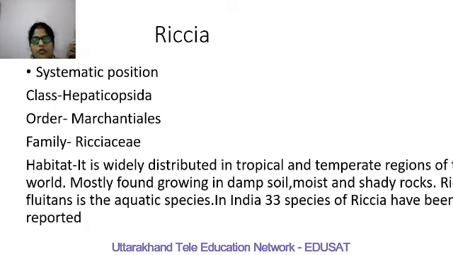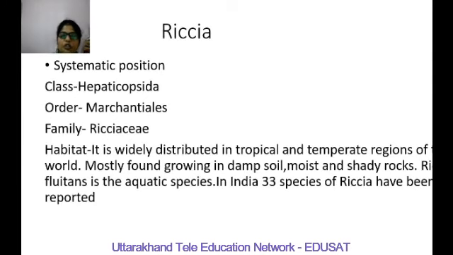It is mostly distributed in tropical and temperate regions of the world, while it is found growing in damp soil, moist and shady rocks. Mostly it is found in moist places where a large amount of moisture is available. Among the species of Riccia, Riccia fluitans is the only species that is found in aquatic conditions. In India, 33 species of Riccia have been reported.